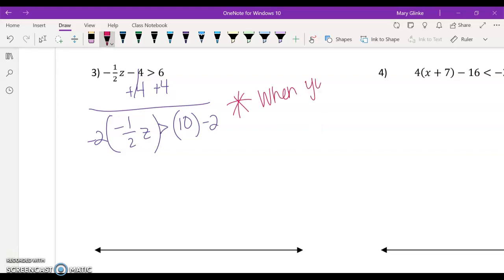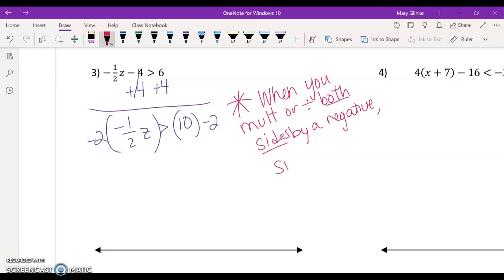And write, when you multiply or divide both sides of the equation by a negative, you switch your sign. When you multiply or divide both sides by a negative, you must switch your sign.